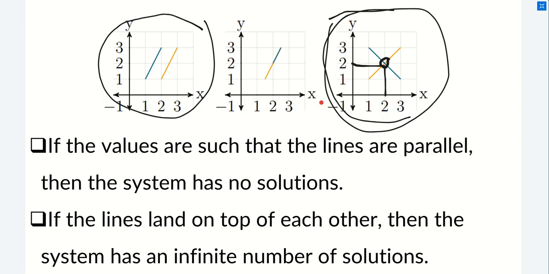Here, you realize that they are not intersecting, but one of them is lying on the other. It's just a continuation of the other one. So this is where you have several solutions, an infinite number of solutions.